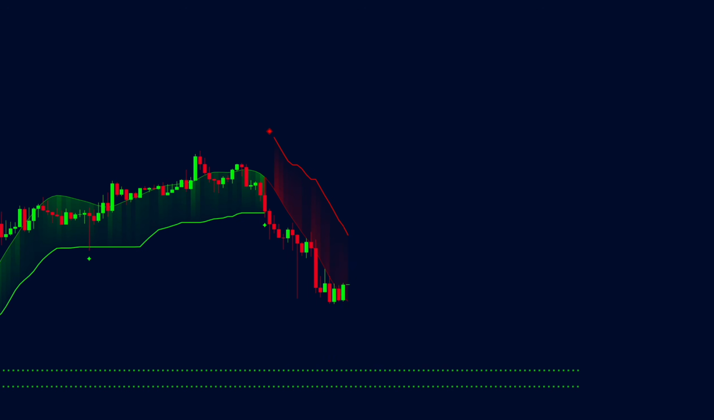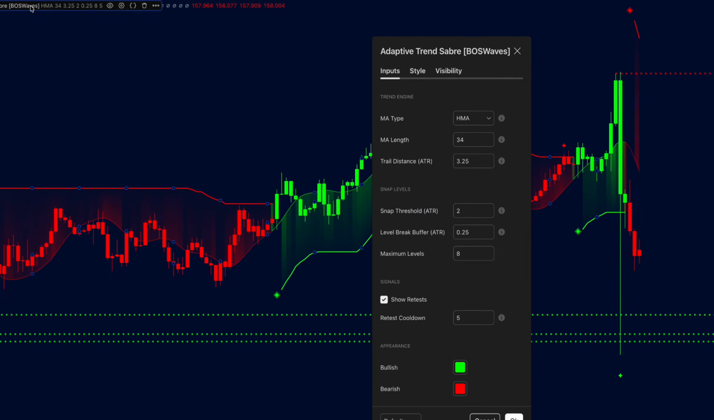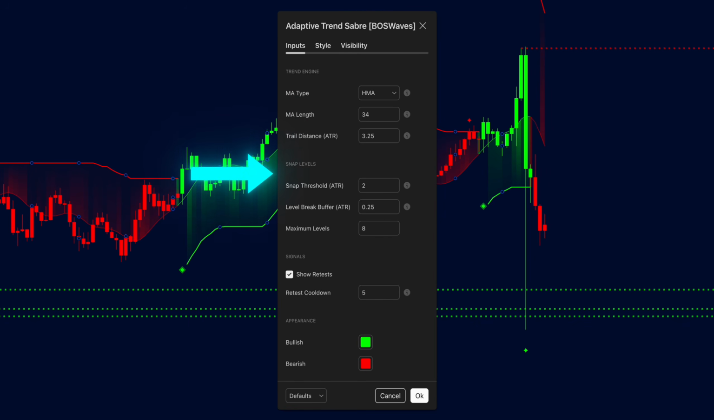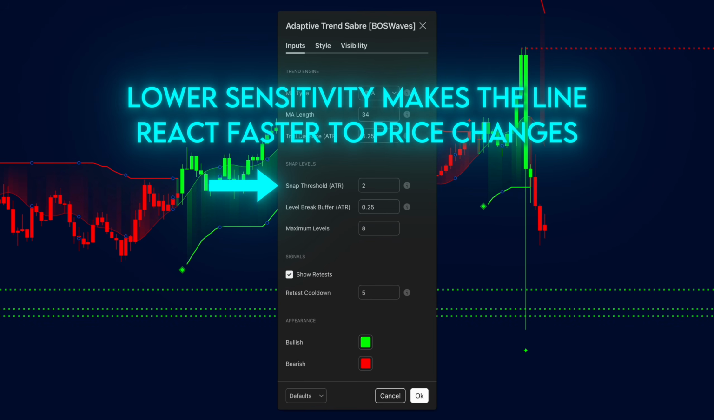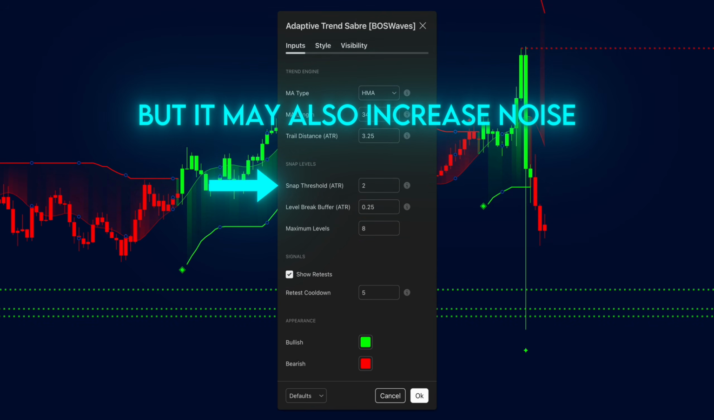Before trading with it, let's go through the settings so the indicator matches your time frame. Double-click the indicator to open the settings panel. You'll typically see controls related to length, adaptive smoothing, or sensitivity. Lower sensitivity makes the line react faster to price changes. This can be helpful for short-term trading, but it may also increase noise.